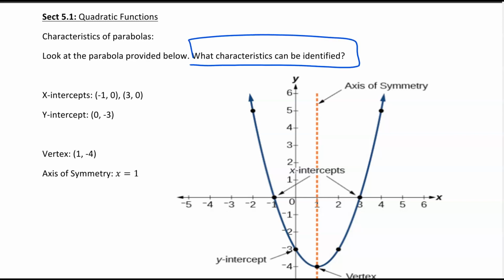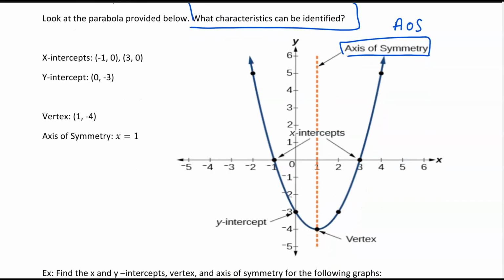Some things that I want you to note is we have the axis of symmetry. Sometimes you'll see that noted as AOS for the axis of symmetry. That is the line where if we took that parabola and folded it along this dotted line in half, it would get the exact same thing. We've talked about symmetry already, so that would be the axis of symmetry.